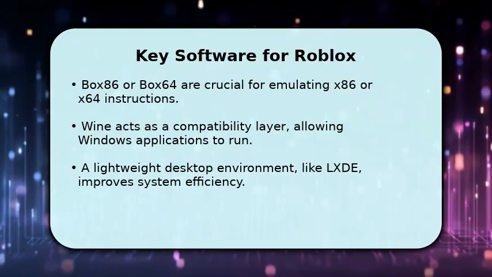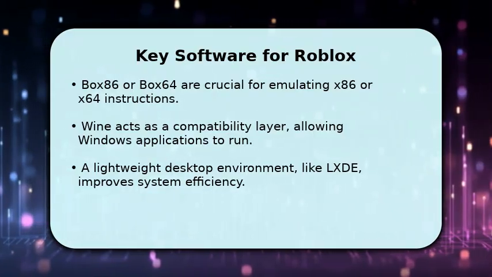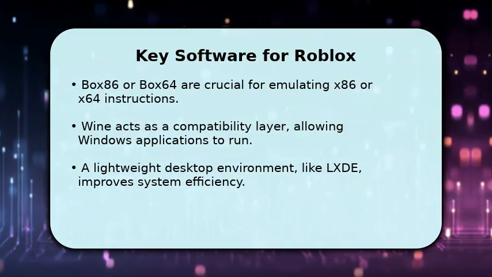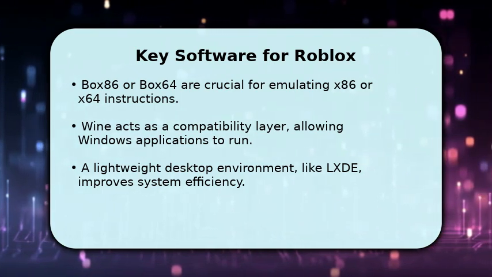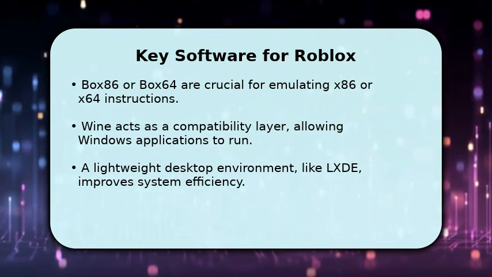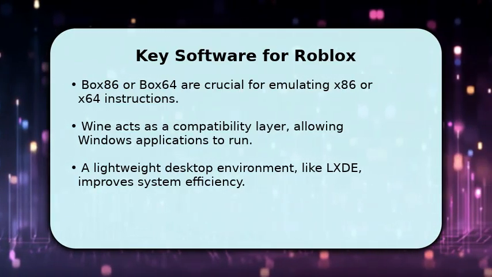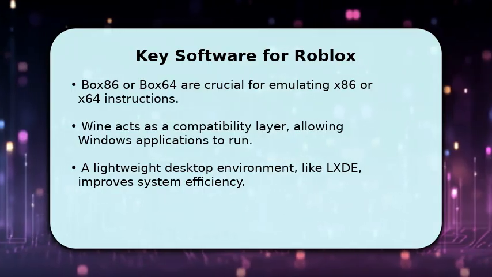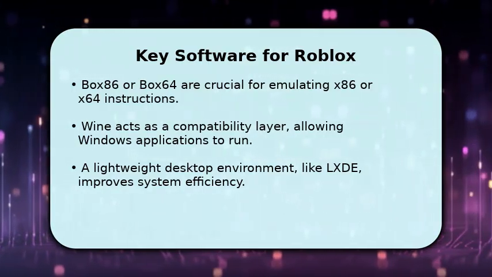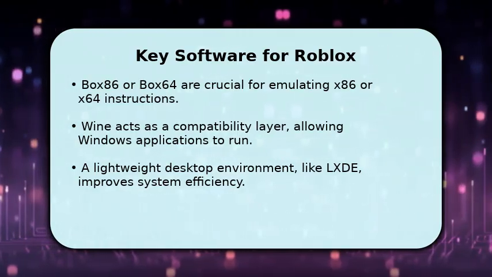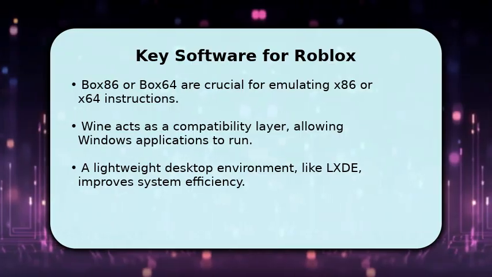To get Roblox running, you will primarily need two key software components. First, Box86 or Box64 will translate the game's instructions for your Raspberry Pi's ARM processor. Second, Wine provides a compatibility layer, enabling Windows applications to function on Linux. Additionally, using a lightweight desktop environment will free up valuable system resources, giving you a better chance at smoother gameplay.